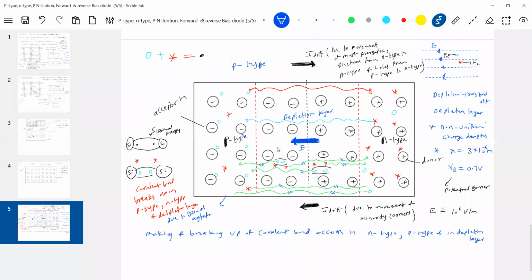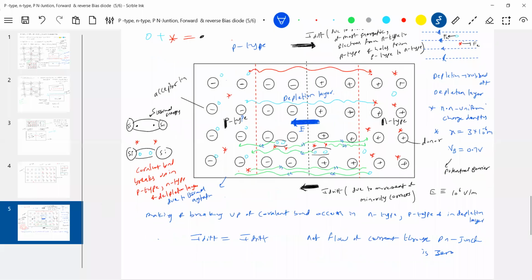Unbiased means I'm not connecting to any cell. High diffusion will be called high diffusion current. So net flow of current through the PN junction is 0. Okay, clear now? So this is the breaking up of covalent bond, like this we have shown.